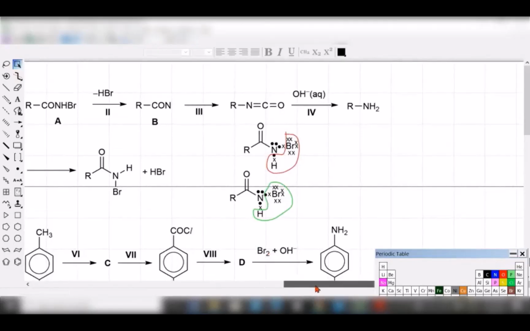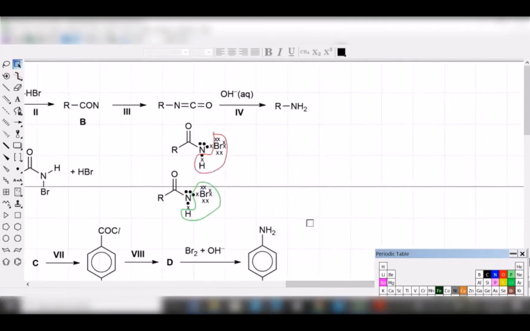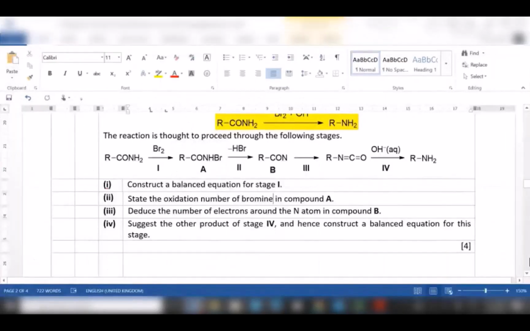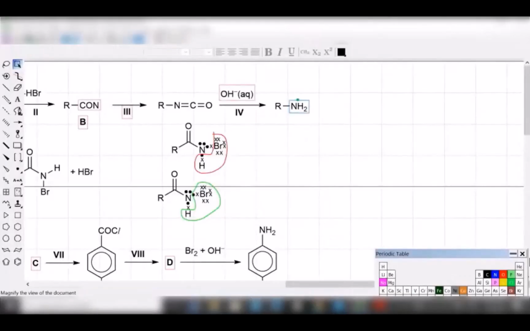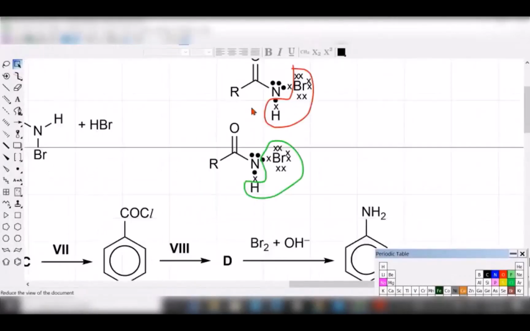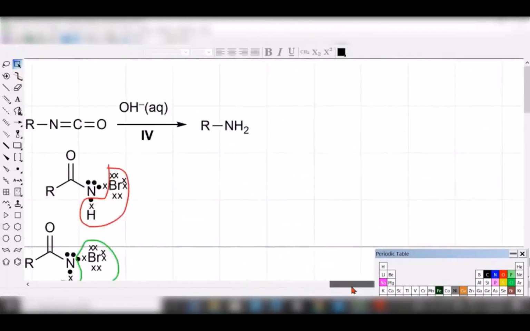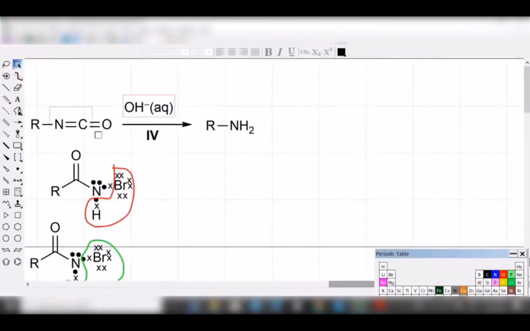And the next part is they ask you for, let me see, suggest the other product of stage 4 and hence construct a balanced equation. Okay, now zoom in a little bit. Stage 4. Okay, this interesting functional group is called isocyanate.